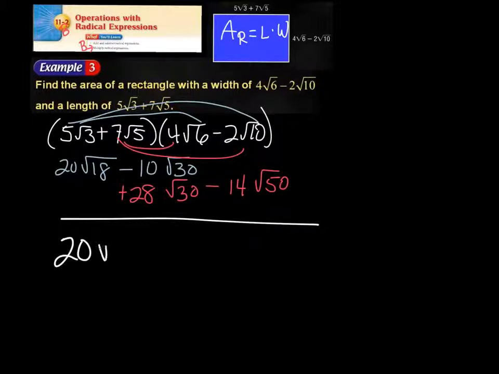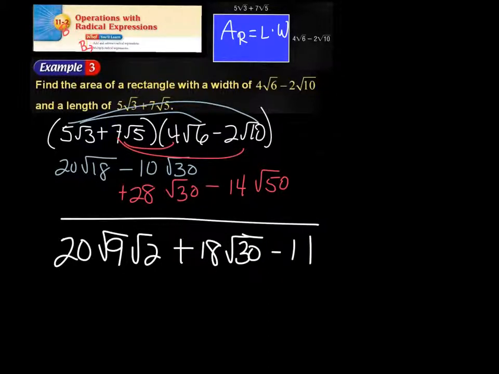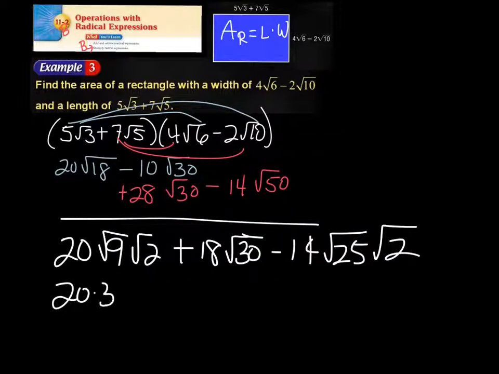So we have 20 square root of 18, which I can rewrite as 9 times 2, plus 18 square root of 30. I can't do anything about that. There are no perfect square factors. Minus 14 square root of 50, and 50 I can rewrite as 25 times 2. Square root of 9 is 3. Copy down my 18 square root of 30. Square root of 25 is 5.